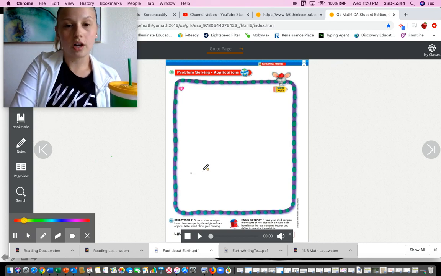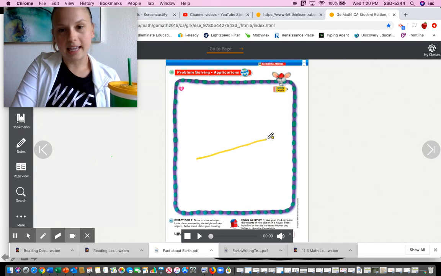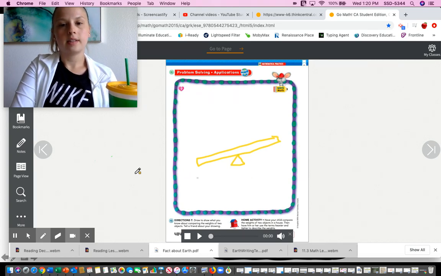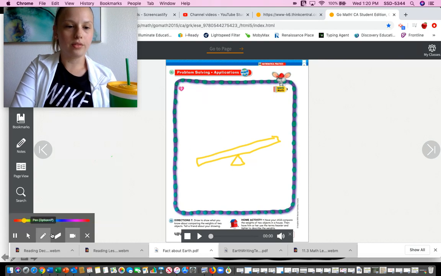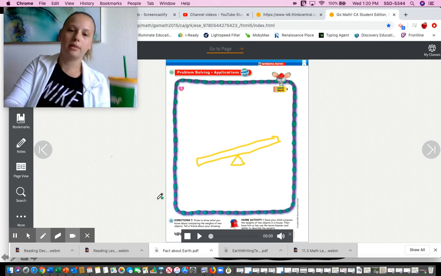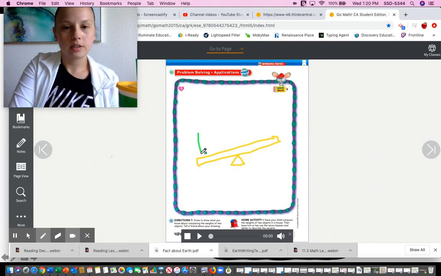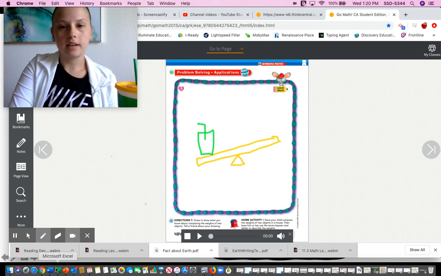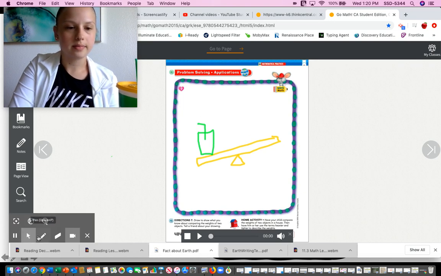So I'm going to draw a scale that's slanted, like that. And I'm going to put my heavier one over here on the bottom because I know it's so heavy it's going to drop down. So I'm putting my drink over here. And on this side, I'm going to do my pencil.